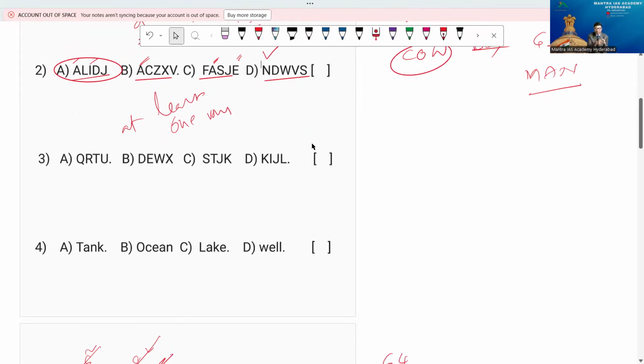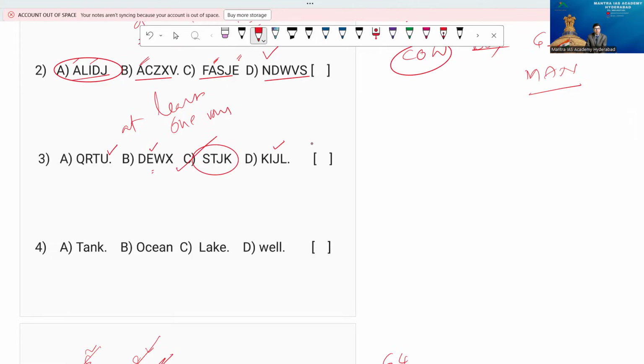Same style, please. Question number 3. I've taken the same other one also here because you have a number of models, my friends. Just by this topic you will get an idea. That's important. QRTU, DEWX, STJK, KIJL. If you observe here, in every set you can have definitely one vowel here, one vowel here, because of E, one vowel here. Whereas STJK doesn't have any vowel letter. So the answer is C. That's the story here.